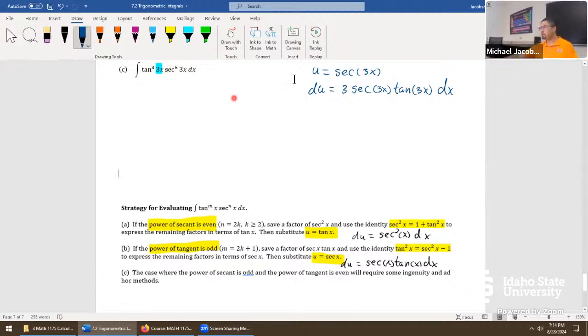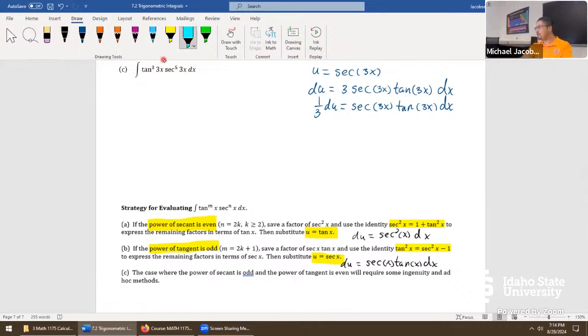Okay, for me, I make the personal choice of, I like to eliminate that constant. So I would write this as a third, du is secant 3x times tangent 3x dx. And now we return to the original integral. And this step is a lot of writing, but it's very critical and very helpful. We're just organizing the integrand, trying to get the factors of secant and tangent lined up to make these substitutions go through. So let's look what we have. U is secant 3x.